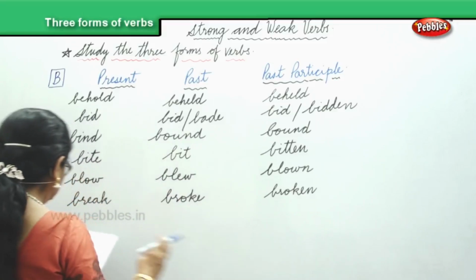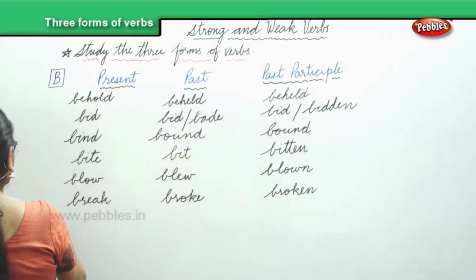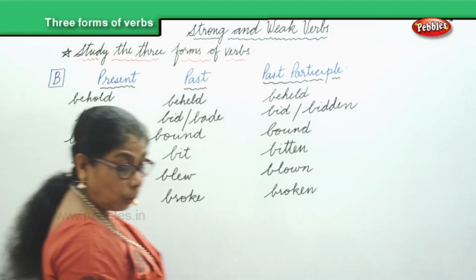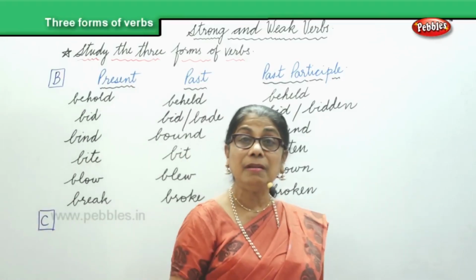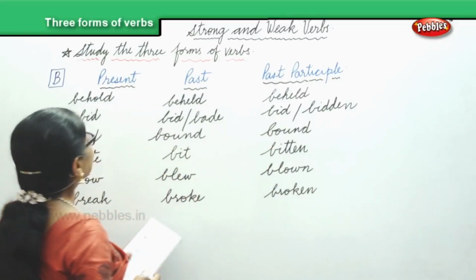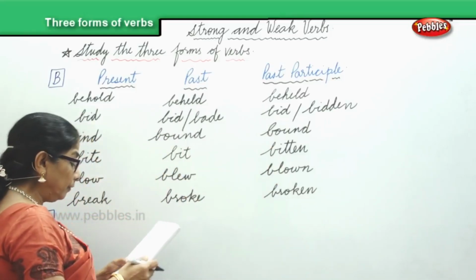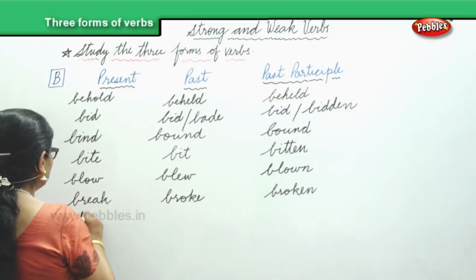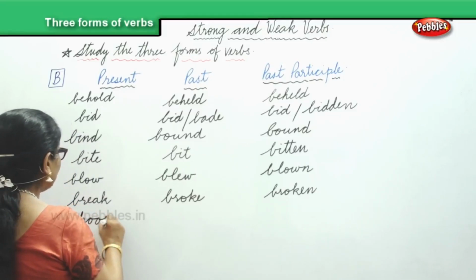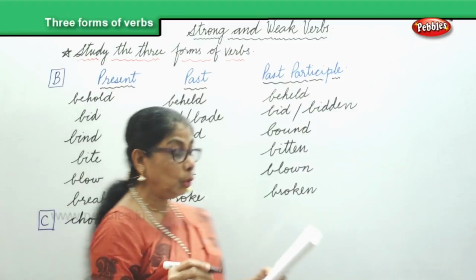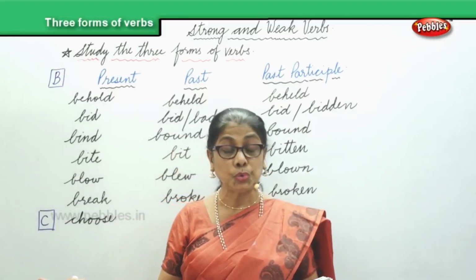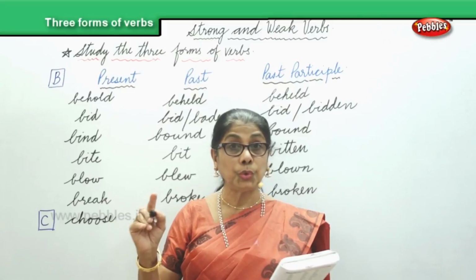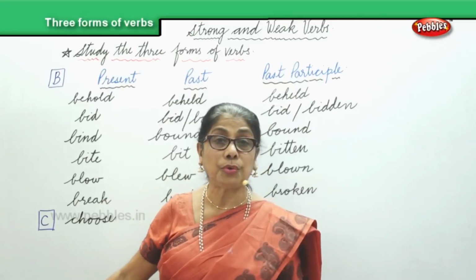Now we have a few words in C. What are we looking at? We're looking at the strong verbs. Okay? The three forms of strong verb. We have the first word in C, choose. So we'll change the vowel inside, O, chose. Choose, chose, chosen. You can choose your own books.